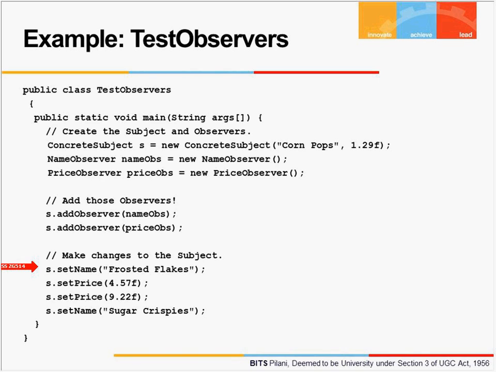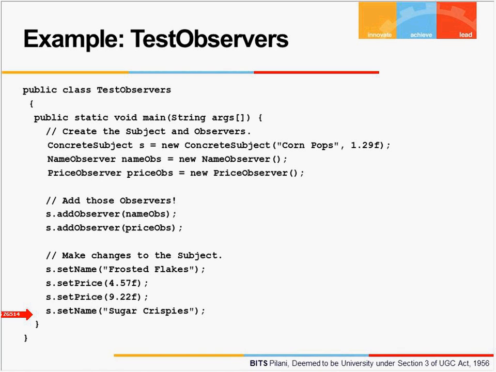Because in s.setName we had written changed and notify observers. So say s.setPrice, the price observer will get notified. Again s.setPrice, price observer will get notified, and again the observer gets notified of the change in the state of the observable.